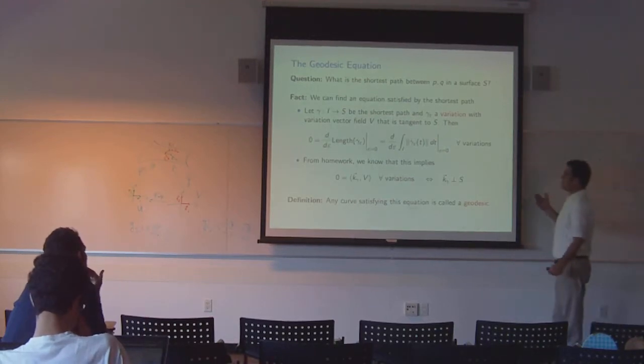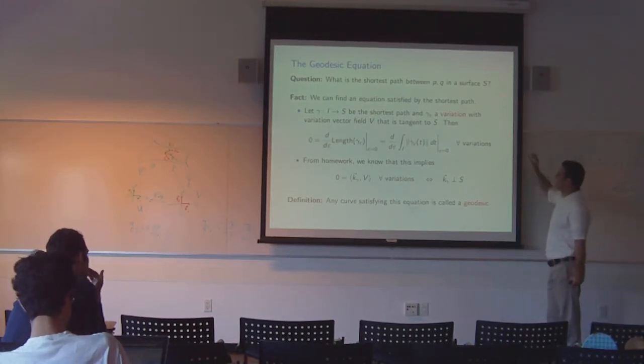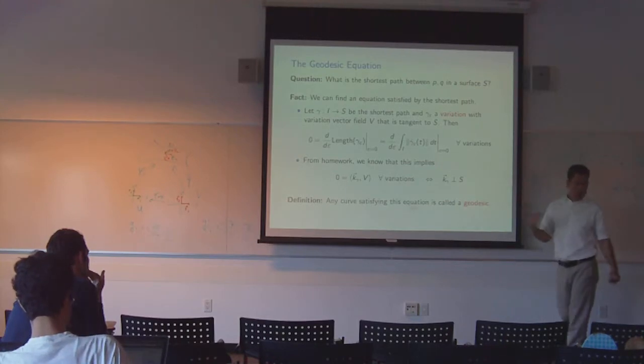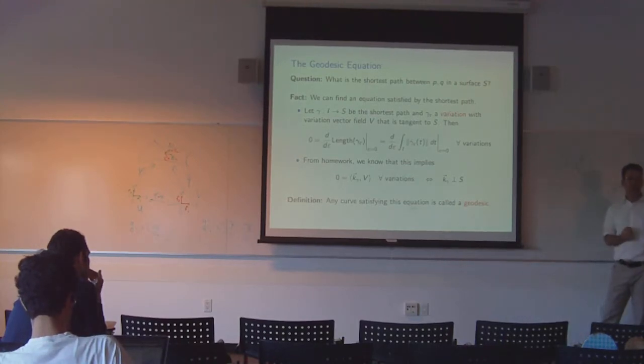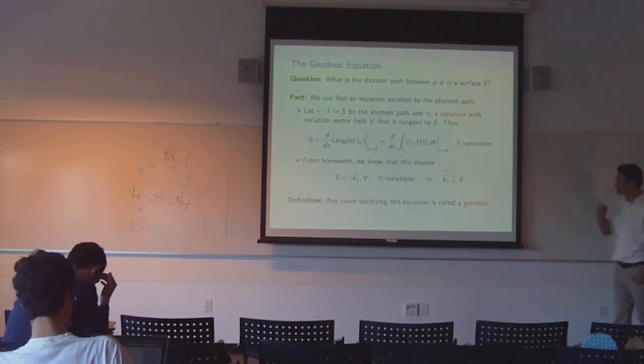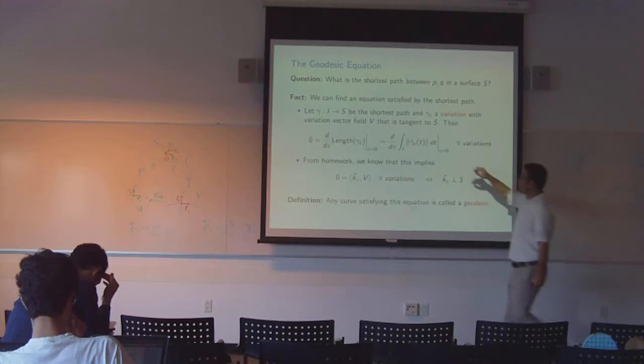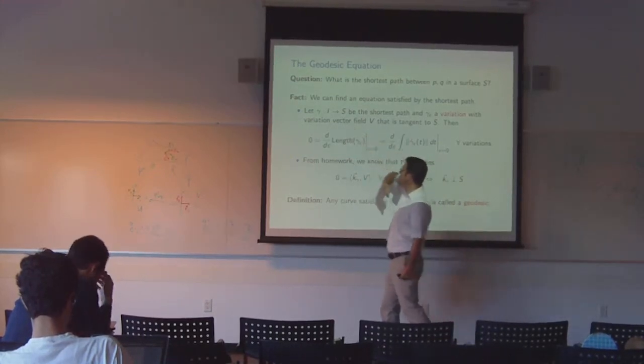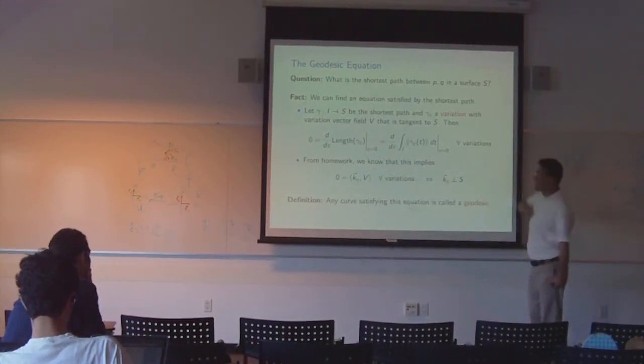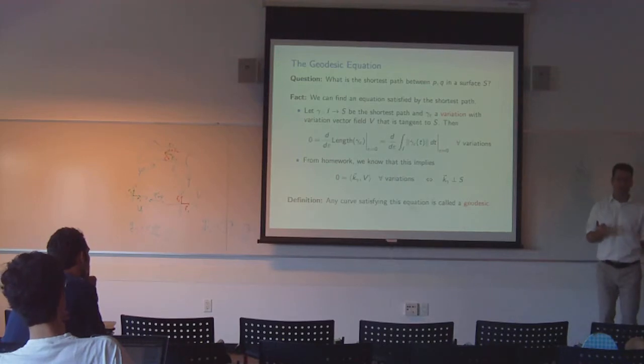So how do you do this? Well, okay, we don't know if there exists a shortest path, but let's suppose there is a shortest path, and let's find an equation for it. This is the standard approach, or the standard philosophy behind calculus of variations. What you do is, you assume you have the shortest path, gamma, and we make a variation of that path.